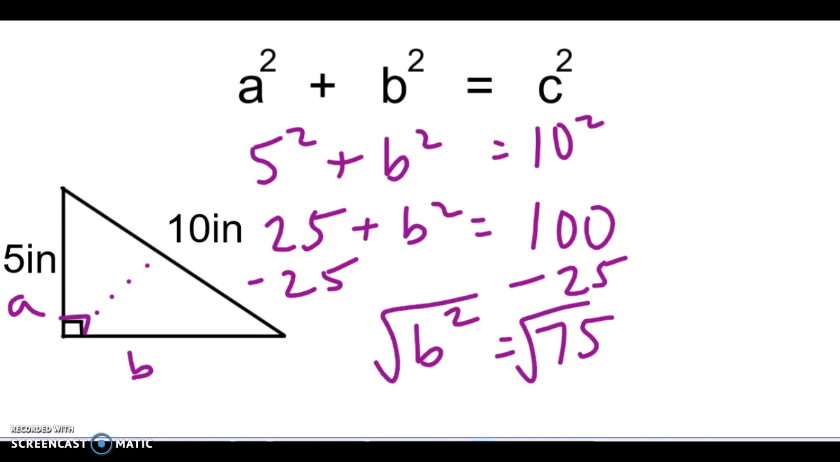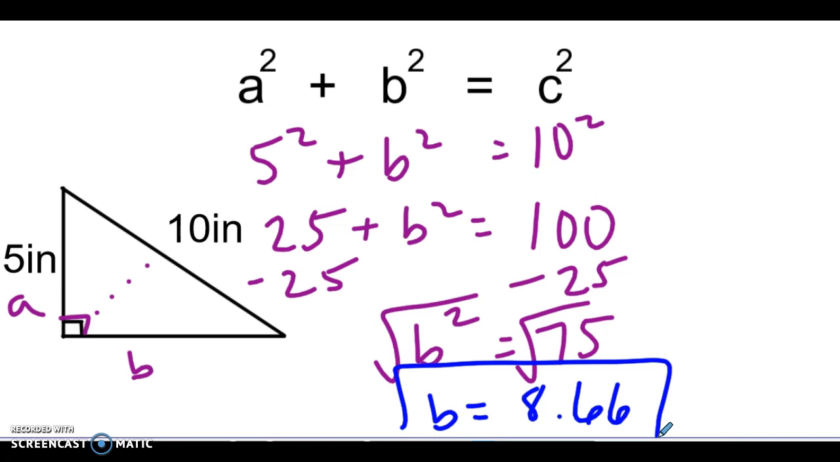And the square root of 75, I don't know that off the top of my head, is 8.66. Oh my goodness gracious. All right, let's erase this real quick. My bad. B equals 8.66.